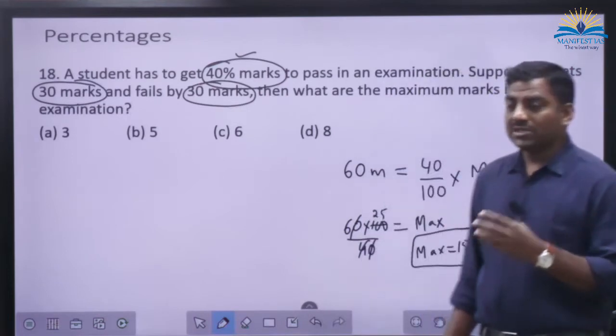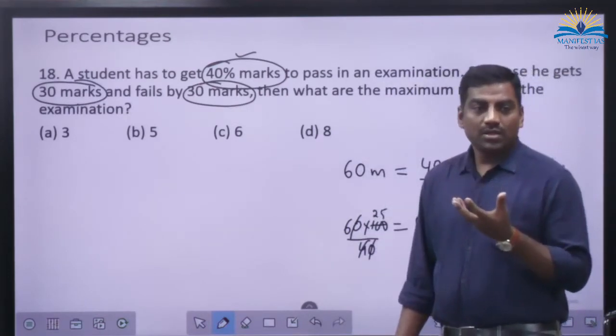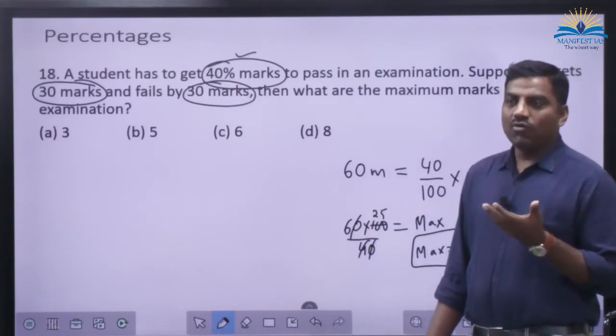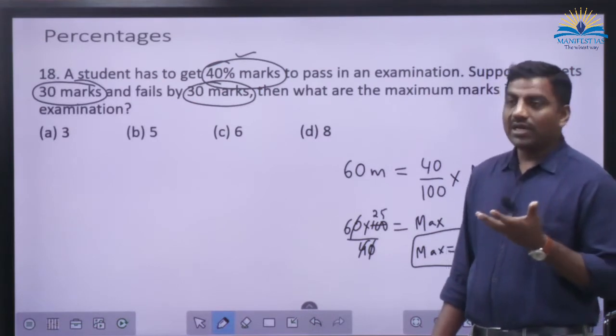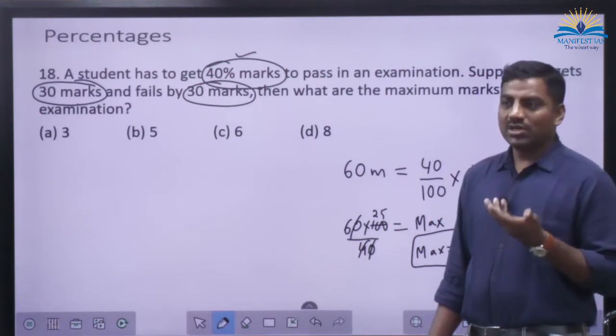Okay. So 40% of 150 is 60 here. So the maximum marks were 150. Imagine, if you have 150 as the maximum marks for any subject that you are writing, passing marks is 40%. Then that is nothing but 60.